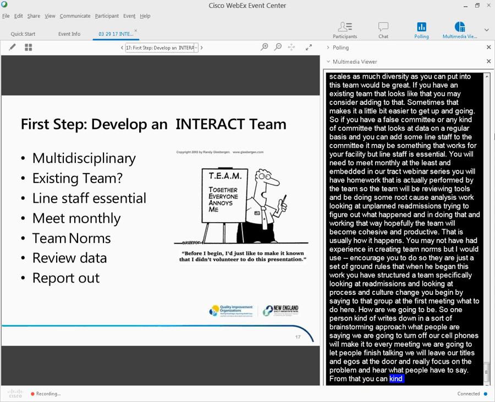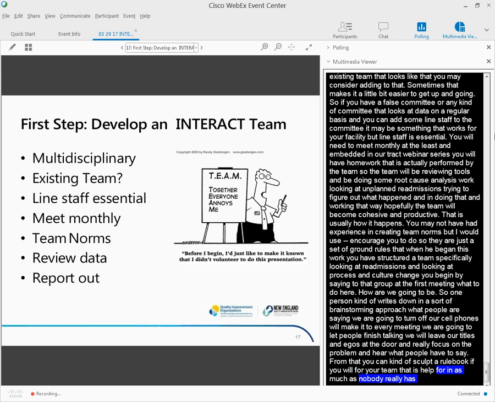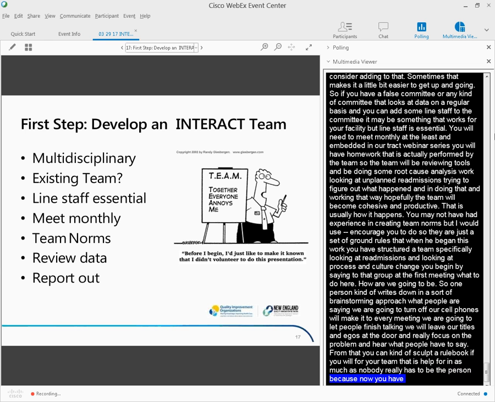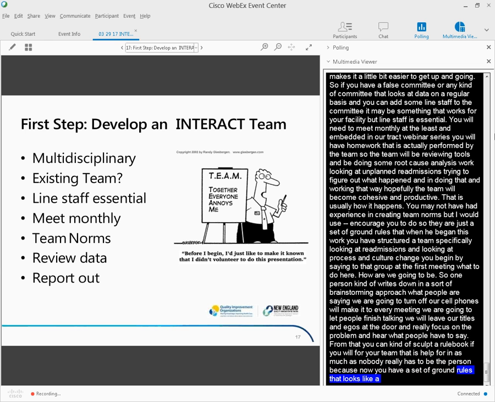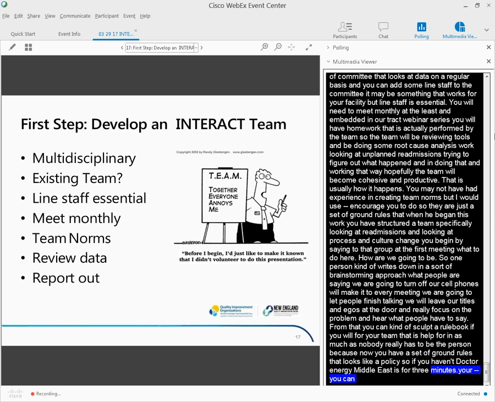That's helpful inasmuch as nobody really has to be the enforcer, because now you have a set of ground rules, almost like a policy you can refer back to. So if you have a doc on your team who only stays for 2 minutes, you can go back to him and say, well, don't you remember when we began this work, one of the rules that we agreed on is that we stay for the whole hour. So I'd encourage you to think about that.